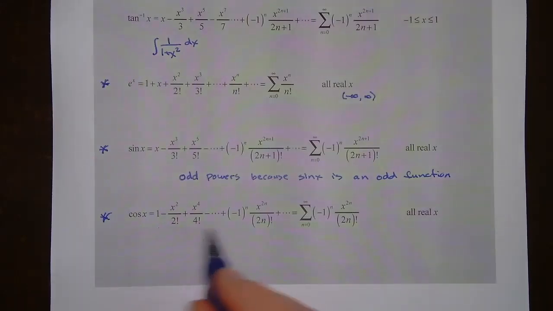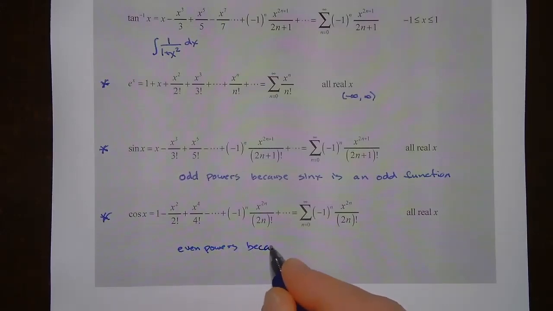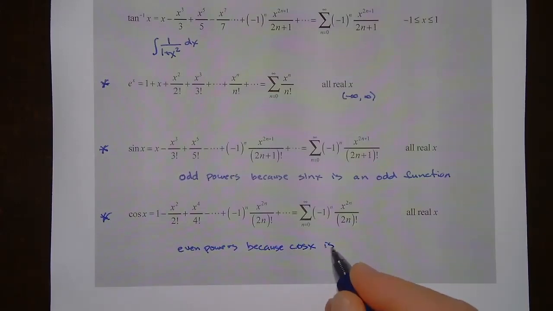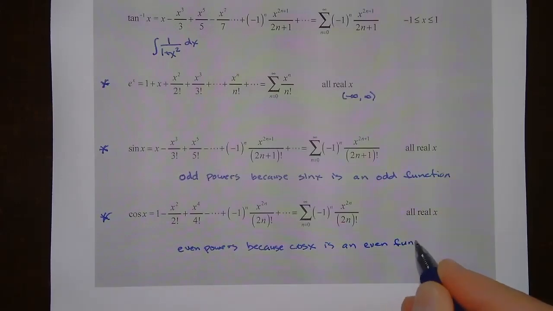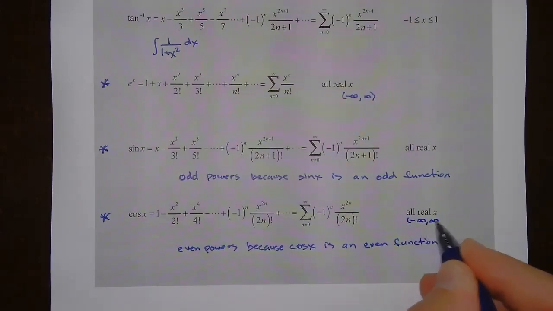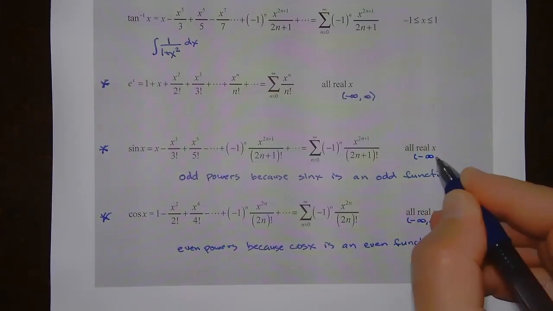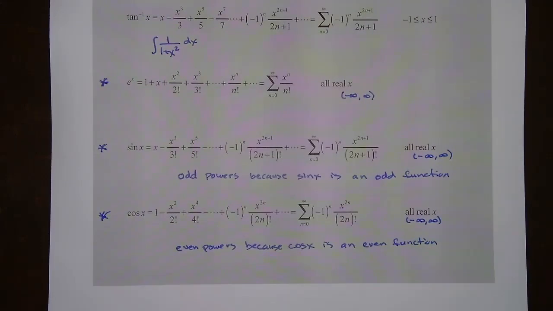And then cosine x, why is that one all even powers? It's because sine x is an even function. Not sine x, cosine x. So cosine x is an even function. And this works for negative infinity to positive infinity, and this one's negative infinity to positive infinity. Okay, and that's that.